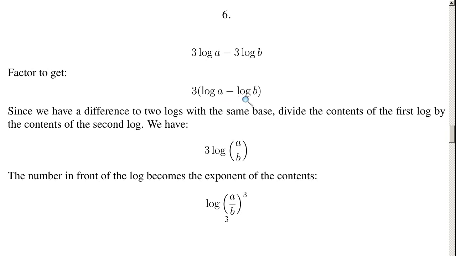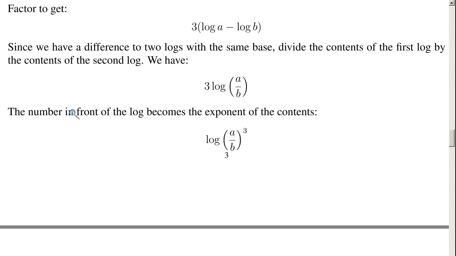So it's 2 logs of the same base. We take the contents and divide them because we have the first log subtracted by the second log. We can combine them to say log a minus log b is equal to log a divided by b. So that's all I did. I took this, changed it to this. The number in front of the log becomes the exponent of the contents. It's the other thing we're allowed to do when we're dealing with logs, is take the coefficient in front, the 3, and bring it up here. So 3 log a over b becomes log a over b cubed.